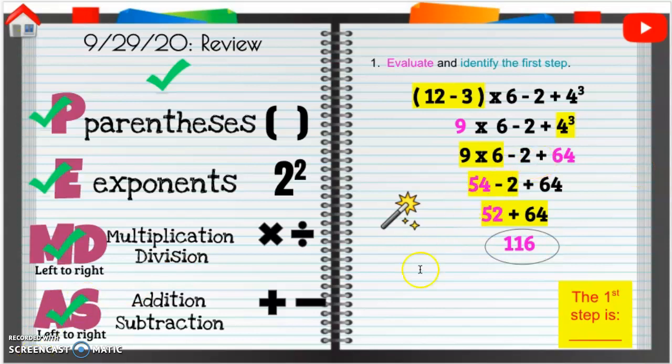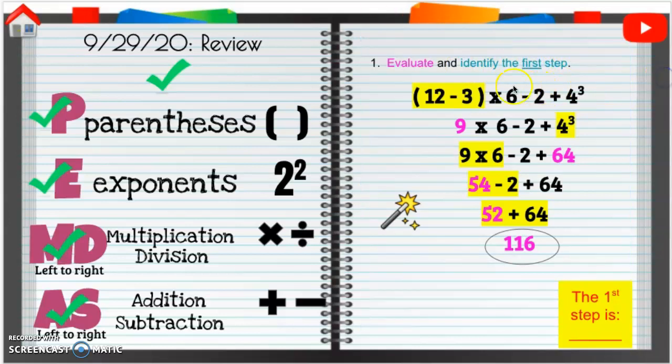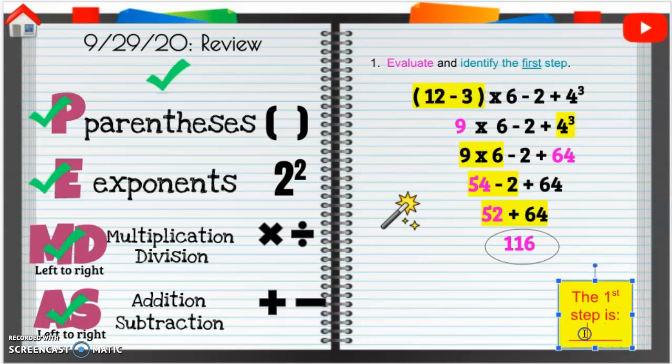But now we have to identify the first step. The first step. What was that first step we did? Oh yeah, we had those parentheses, that 12 minus 3. So my first step was 12 minus 3. I'm going to put those parentheses so we remember that's what we actually did. So that first step is 12 minus 3. Now we have completed our question and we are ready to move on. Great job.